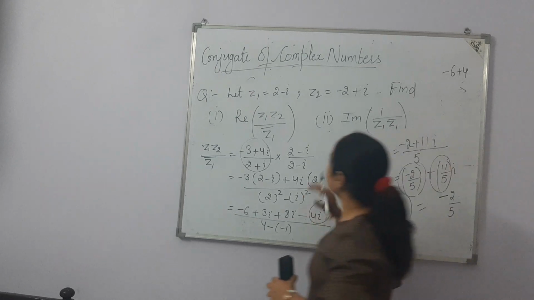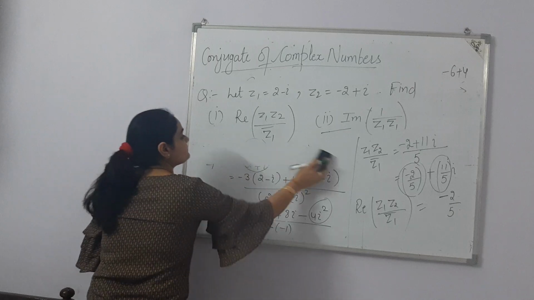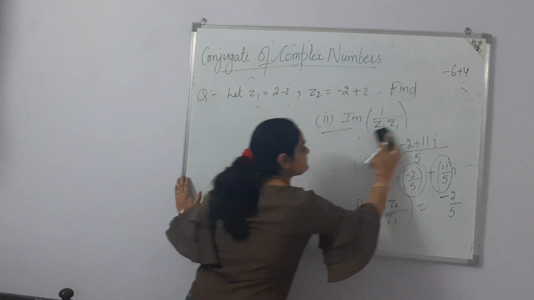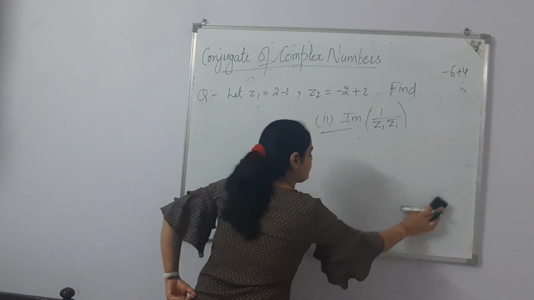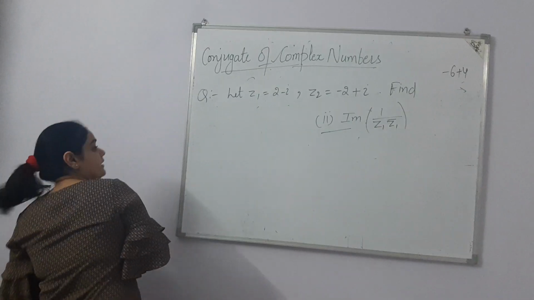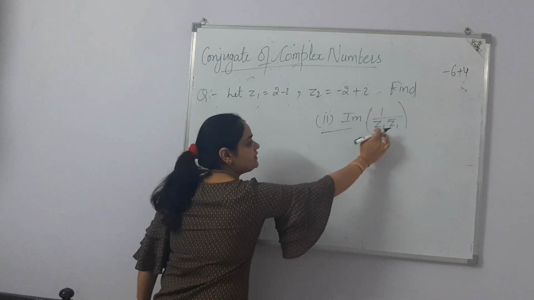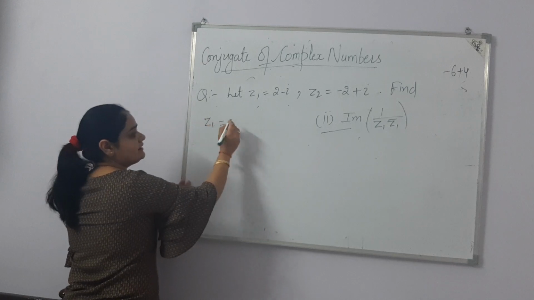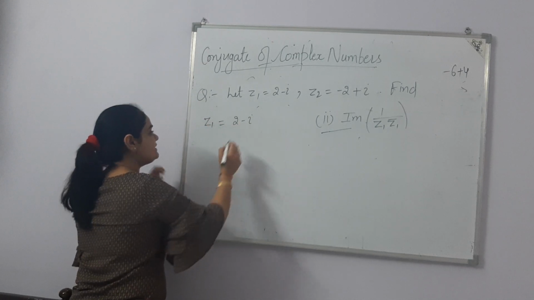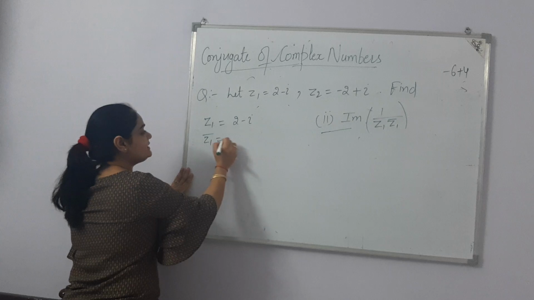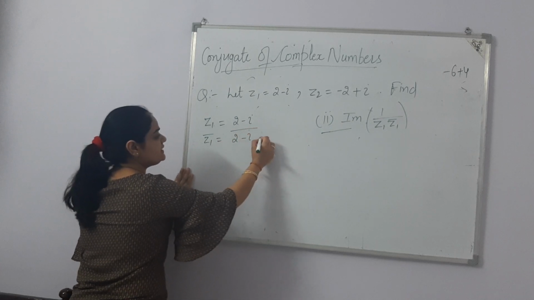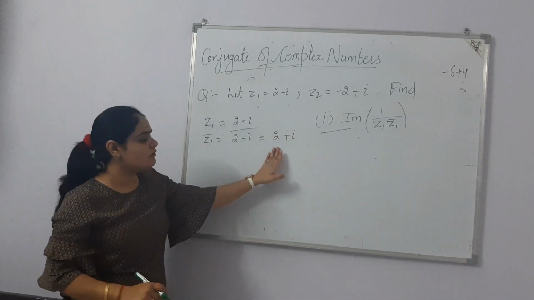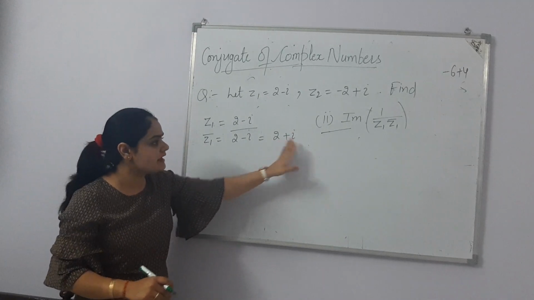Now we'll proceed to the second part. The second part is saying the imaginary part of 1 upon z1 conjugate. That means first of all we'll have to find z1's conjugate. z1 is 2 minus iota. So z1's conjugate is 2 minus iota's conjugate. The sign in between will be changed. Now it becomes 2 plus iota. So z1's conjugate is 2 plus iota.